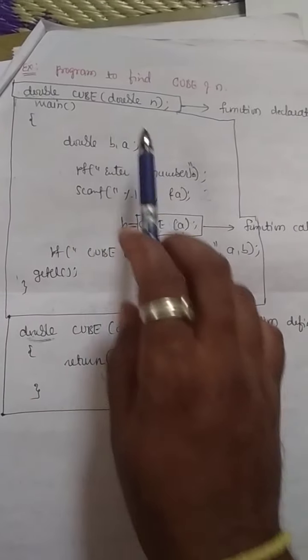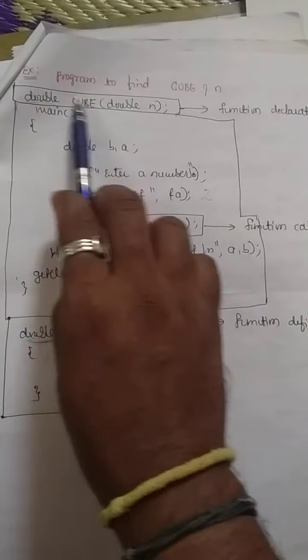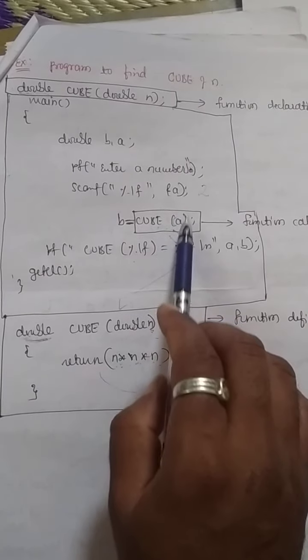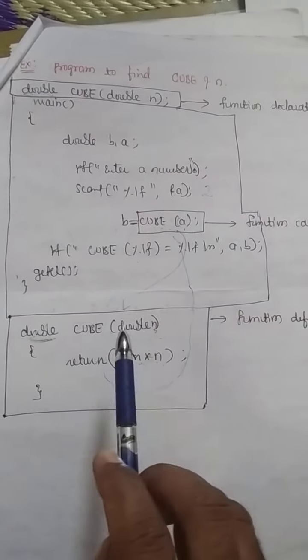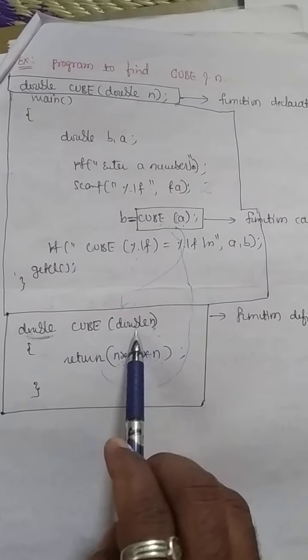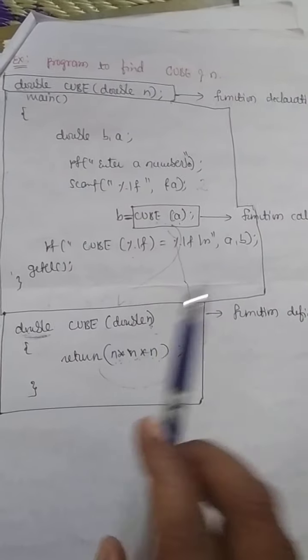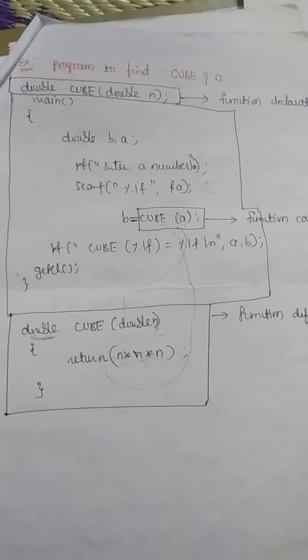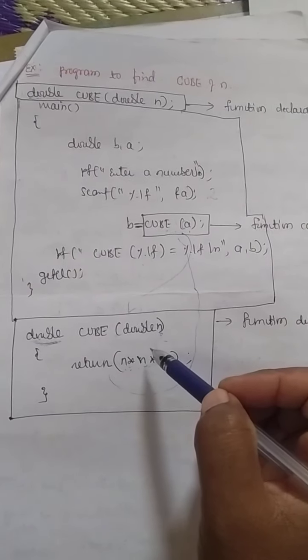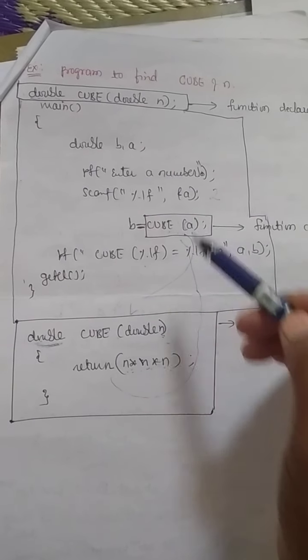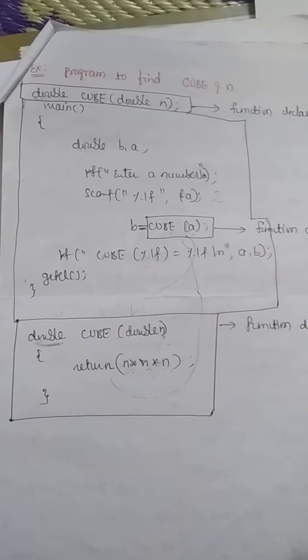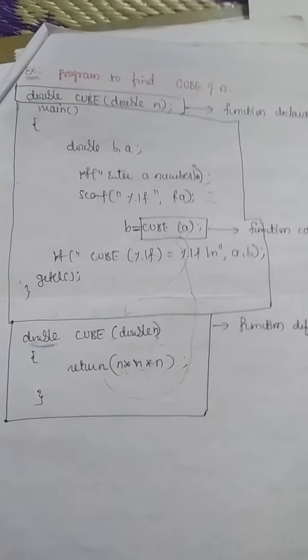Functions have function declaration, function call, and then function definition. The parameters we use inside the function call are actual parameters, and the parameters we use in the function definition or function declaration are known as formal parameters. Next we'll see the difference between actual and formal parameters. Like this you can practice some programs using functions. Thank you.